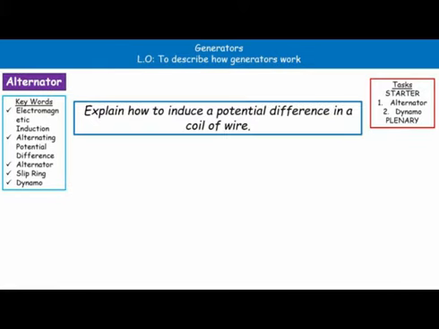Okay, so what we looked at in our previous lesson was this idea of an induced potential difference. So what I want you to do is just explain how we can induce a potential difference in a coil of wire.